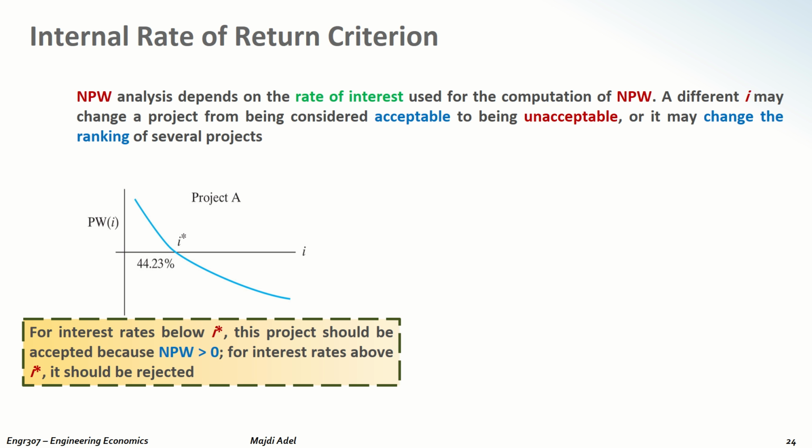For net present worth analysis, if you remember, if the present worth is greater than 0, the project is accepted. But this is not always the case with the internal rate of return criteria. And note that the net present worth also depends on the interest rate.